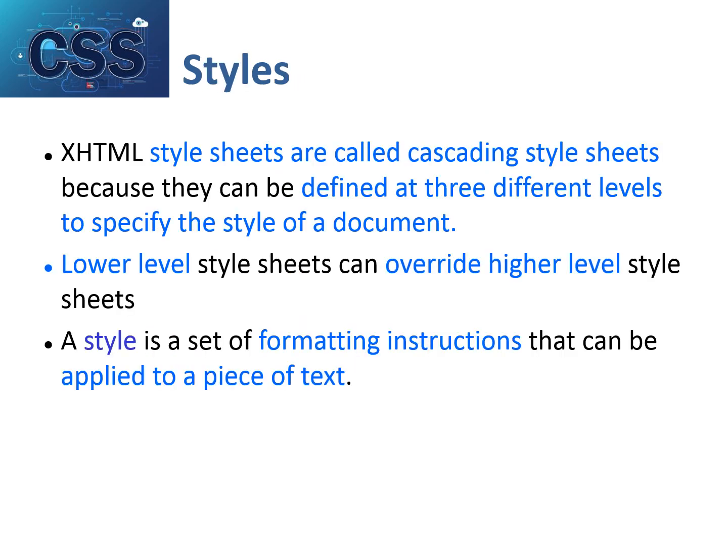Then styles. XHTML style sheets are called cascading style sheets because they can be defined at three different levels to specify the style of a document. Lower level style sheets can override higher level style sheets.